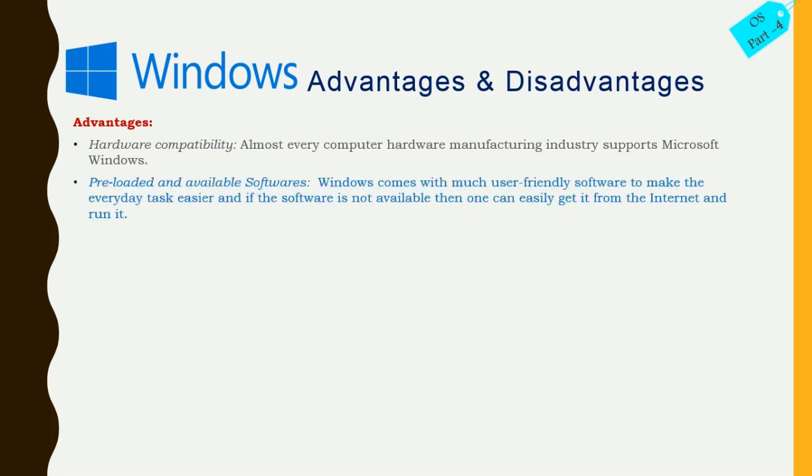Second advantage is preloaded and available software. That means Windows comes with many user-friendly software to make everyday tasks easier, and if the software is not available, then one can easily get it from the internet and run it.